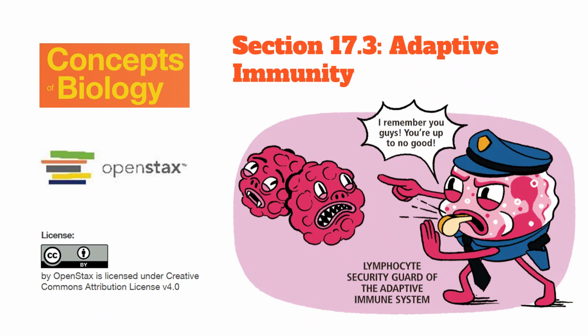Welcome to section 17.3, Adaptive Immunity. In this section, we'll focus on how the immune system learns to recognize specific invaders and remembers them for the future. Unlike innate immunity, which is fast but nonspecific, adaptive immunity is slower at first but much more precise. It's like training a specialized task force that can recognize a criminal's face and respond immediately if they return.